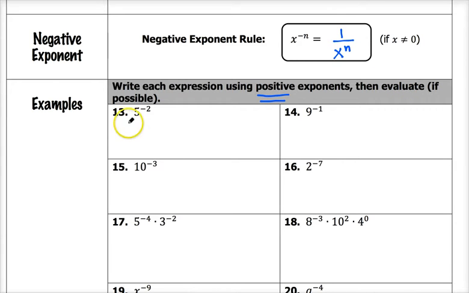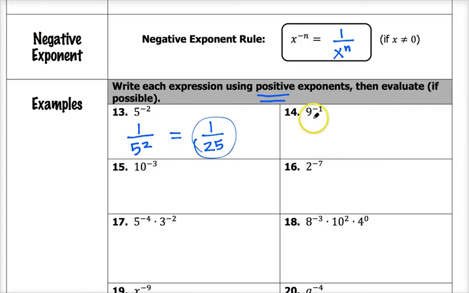So for number 13, we have 5 to the negative 2 power. So we have a negative exponent here, and we want to rewrite this using positive exponents. Our negative exponent rule says that I can rewrite 5 to the negative 2 power as 1 over 5 to the positive 2 power, or 1 over 5 squared. Well, 5 squared is 25, so that means that this answer would be 1 over 25, or 1/25.